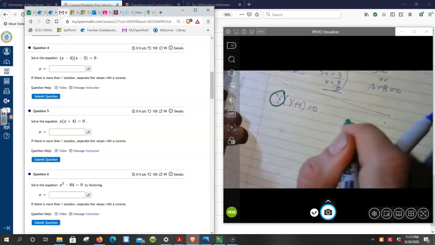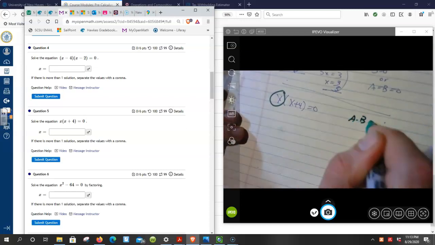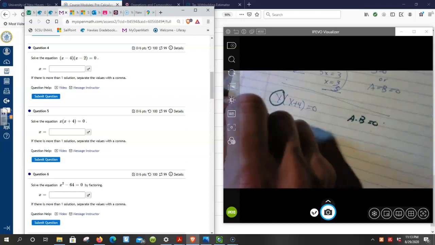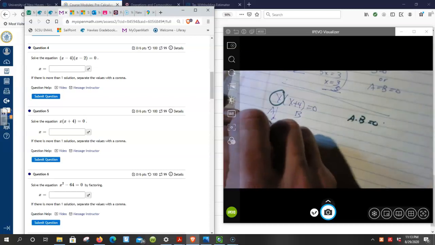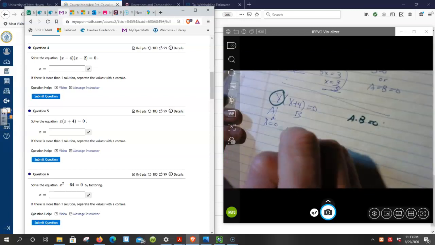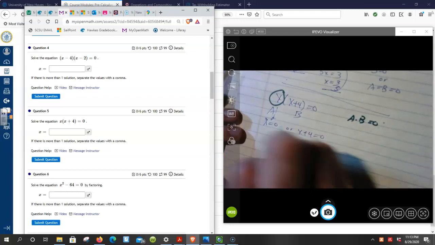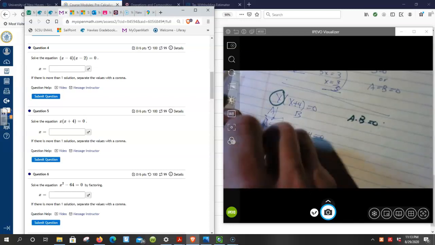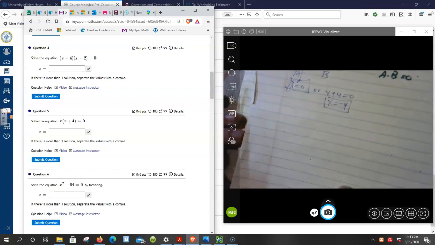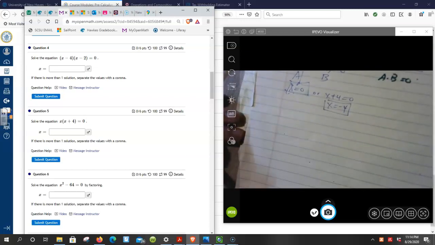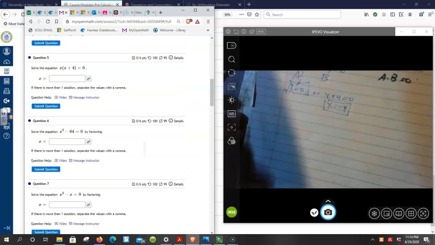So again, we have the zero property, a times b is equal to 0. In this case, this is a, and this is b. So that means just plain x has to equal 0, okay? Or x plus 4 equals 0, so just don't forget the x part, okay? So that one's already solved, x equals 0 or x equals negative 4. So x equals 0, x equals negative 4 are the two values of x that solve that equation. Okay, that balances the left side with the right side.